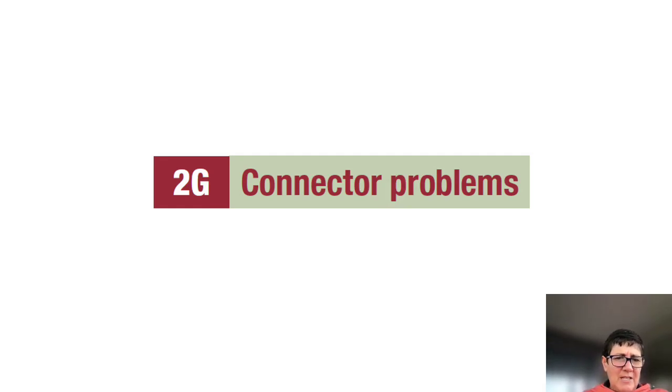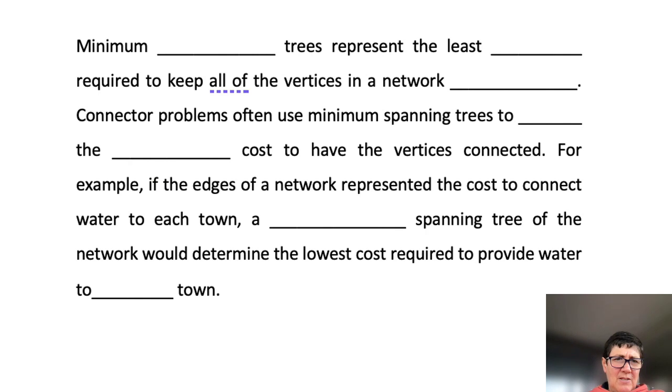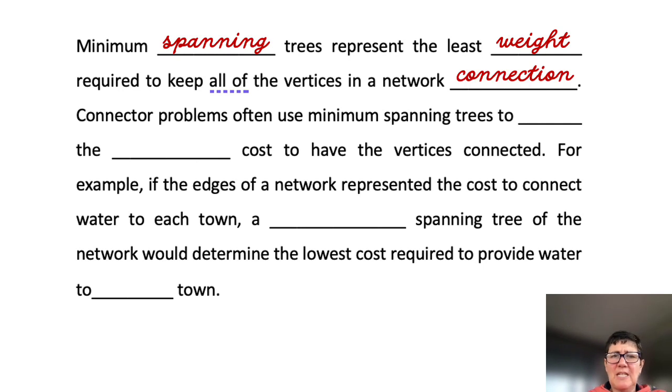The last lesson we did was on spanning trees, minimum spanning trees, and we're going to use those today to solve some connector problems. Minimum spanning trees represent the least weight required to keep all of the vertices in a network connected. Connector problems often use minimum spanning trees to find the lowest cost to have the vertices connected.